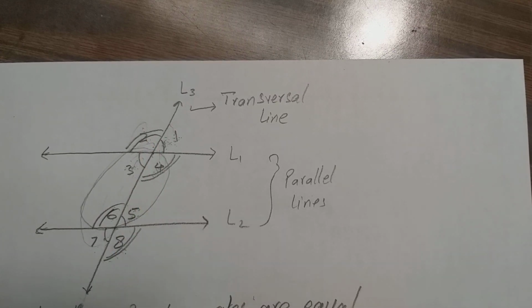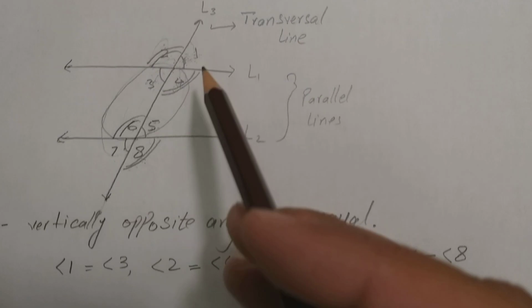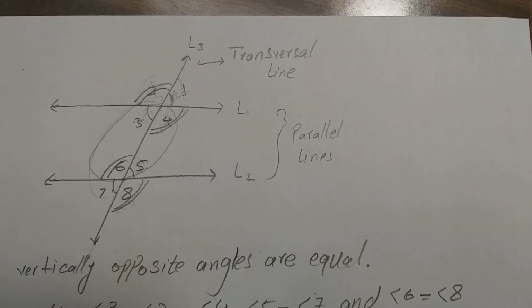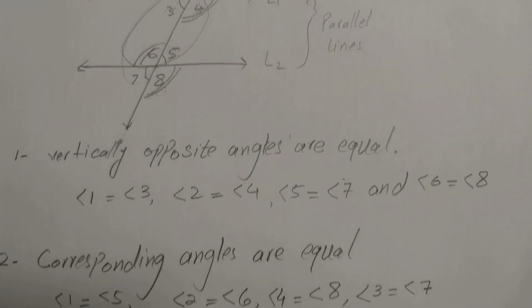So here we have some properties about the transversal line and the parallel lines cutting each other and making some angles. Hope you understand all these things.